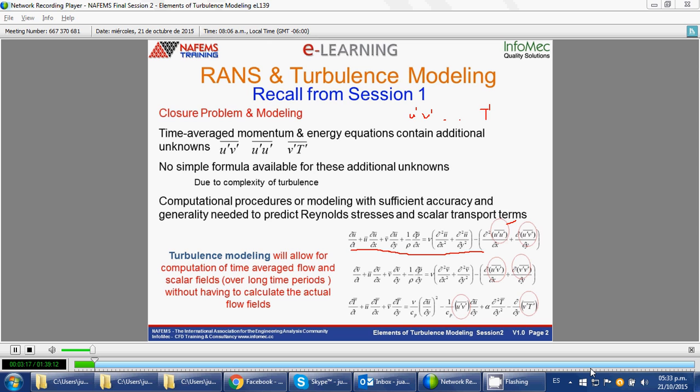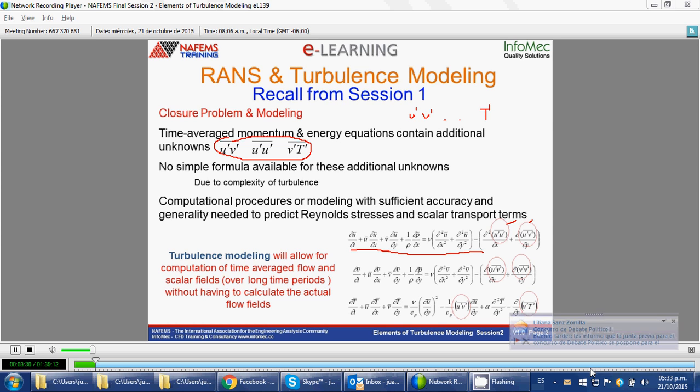After we went through the averaging, unfortunately, our equation looked the same except for additional terms. These additional terms are additional unknowns, so to speak, and we need to somehow be able to model these things because we don't really have good equations for them.